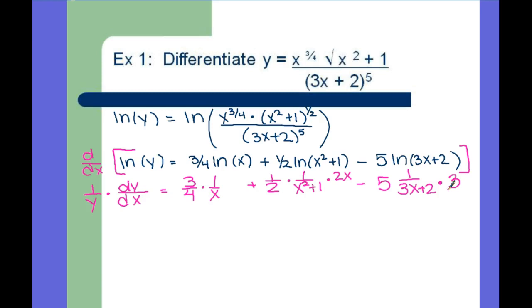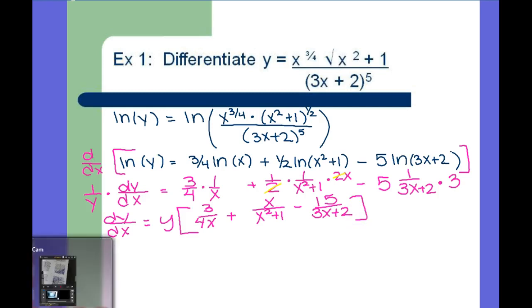When we started learning implicit, what did we solve for? So what do I have to get rid of over here? So we're going to multiply both sides by y. What happens to the 2x and the 1/2? So that leaves you with x over x squared plus 1 minus 5 times 3, which is 15, 3x plus 2. You're not going to simplify. All you're going to do is plug this in for that y.